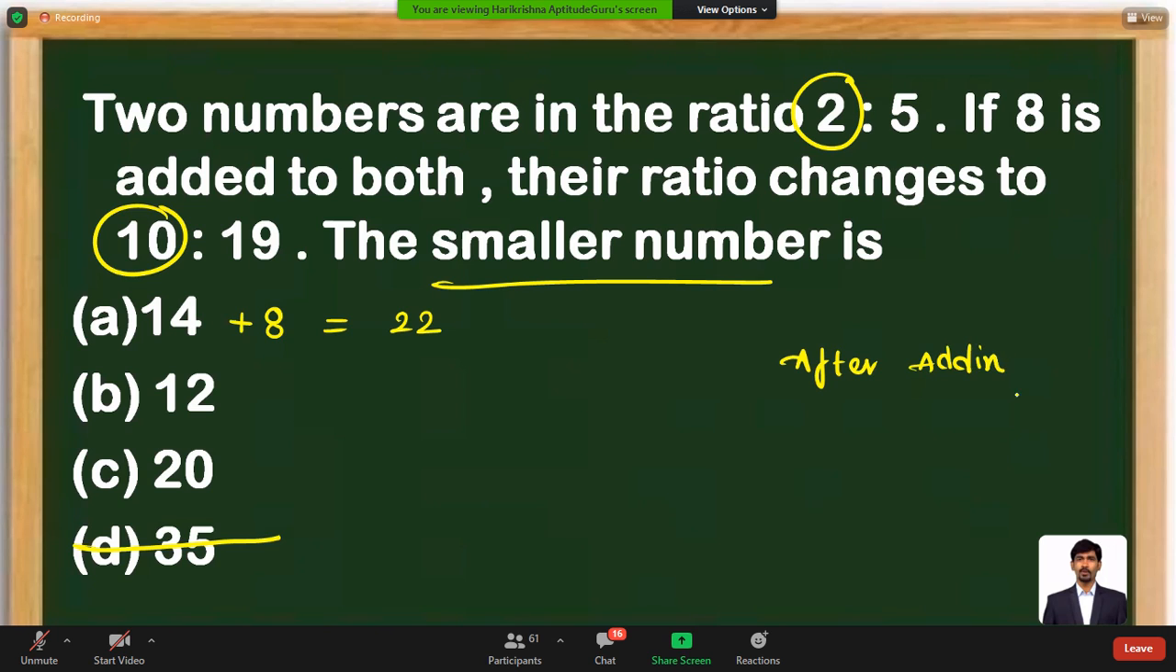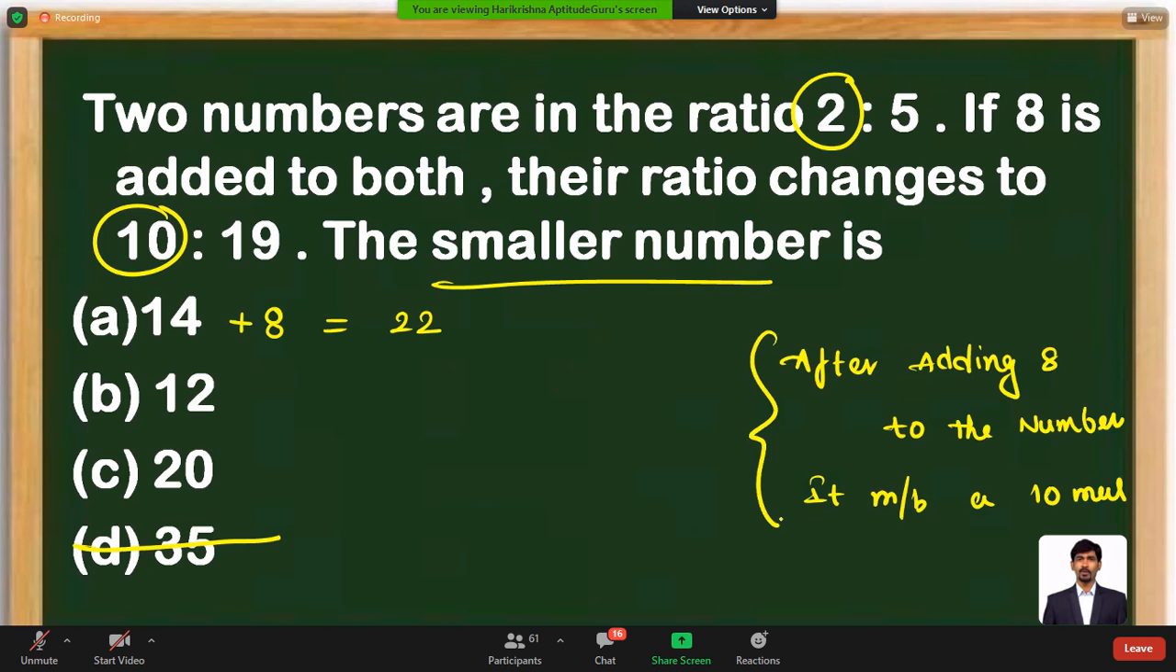After adding 8 to the number, it must be a 10 multiplier. Where it is satisfying, you just check that and mark it as the answer. After adding 8 to 14, it is 22. After adding 8 to 12, it will be 20. After adding 8 to 20, it will be 28. After adding 8 to that number, it should be a 10 multiplier. These two are eliminated. Mark your answer as option B.